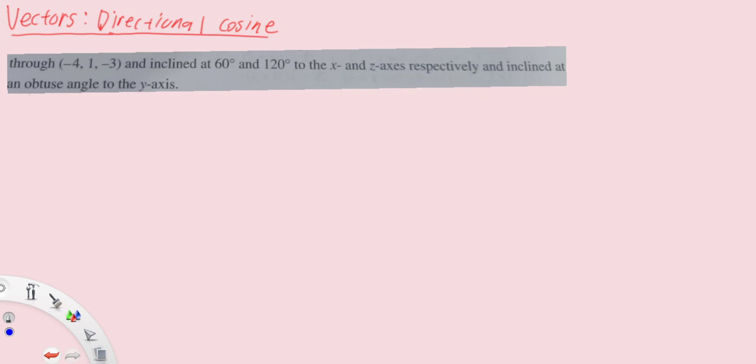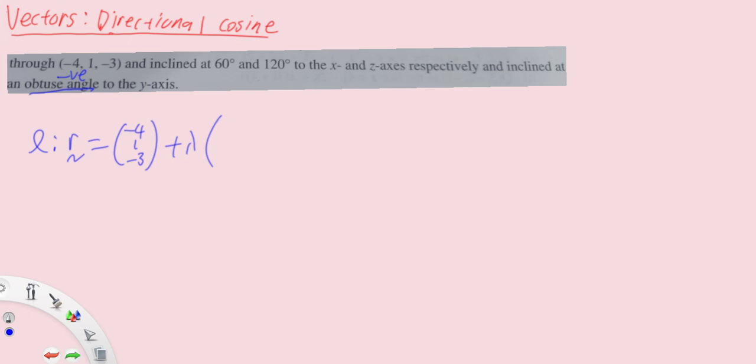So first up, obtuse angle, which means that cosine of an obtuse angle would be negative. So take note of that. You can write it down here, negative. And let's start crafting our line. So we have the line where the vector r equals, since it passes through (-4, 1, -3), we have (-4, 1, -3) plus lambda and whatever we have here.